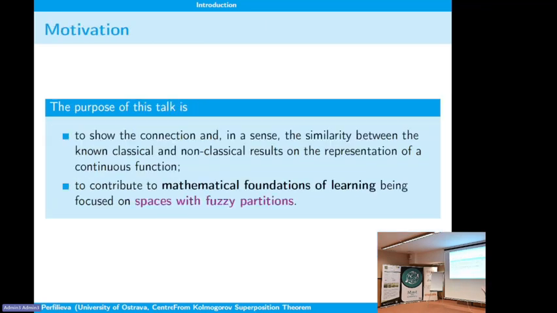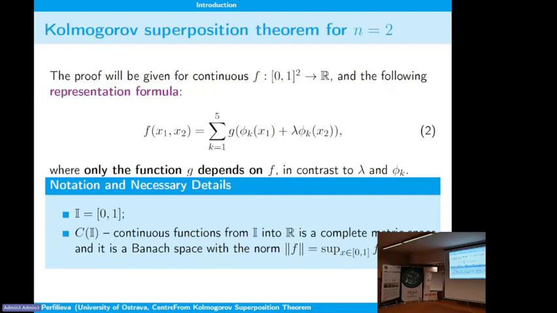Okay, so here you see the purpose of this talk. More or less I explain the motivation. Moreover, in the representation which I will finally propose, we will see the role of new spaces which we introduced, and these are spaces with fuzzy partitions. We will focus on the special case of this theorem, tailored for functions of two variables. In this case, the representation can be simplified. It has only one parameter lambda, not two.